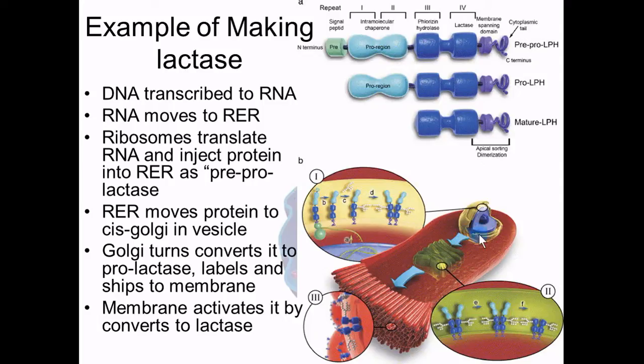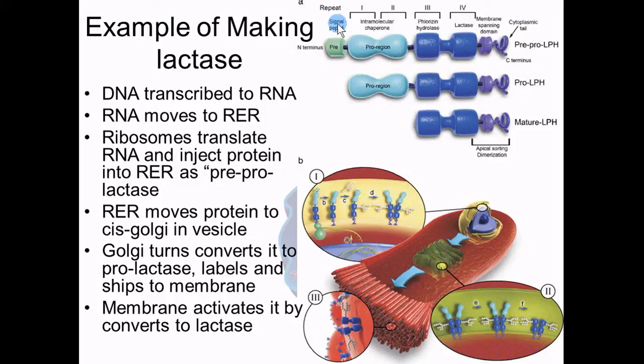So here we have the cell. Here's the DNA turned to RNA. It moves out to the rough endoplasmic reticulum, which should be continuous, right? And it makes this big protein structure, this huge protein structure, right? Once it's made in the rough endoplasmic reticulum, the next thing it's going to do is ship it over to the Golgi.